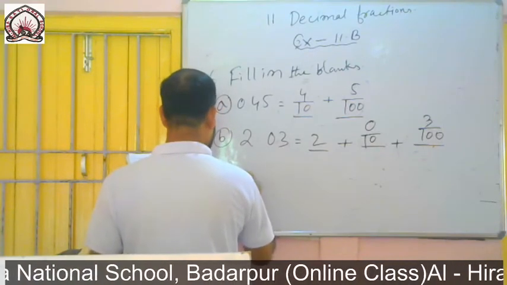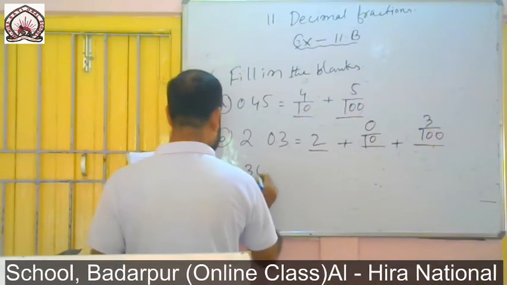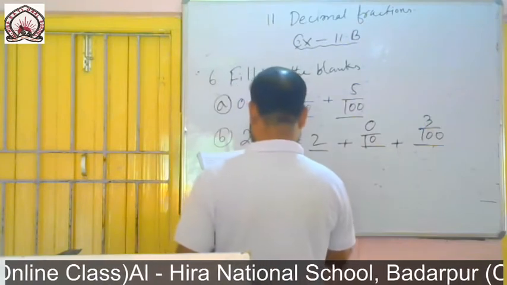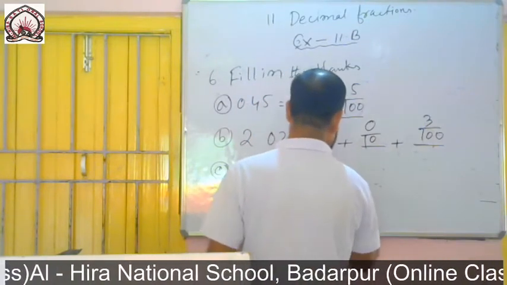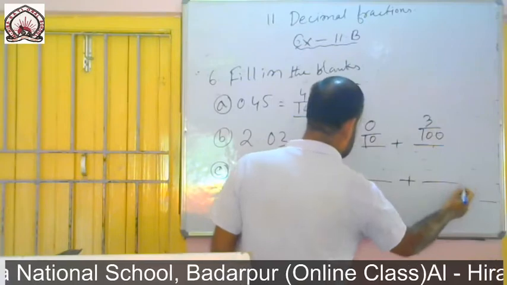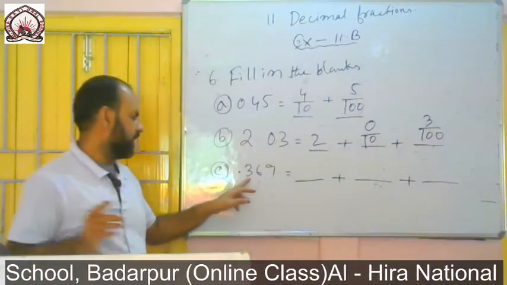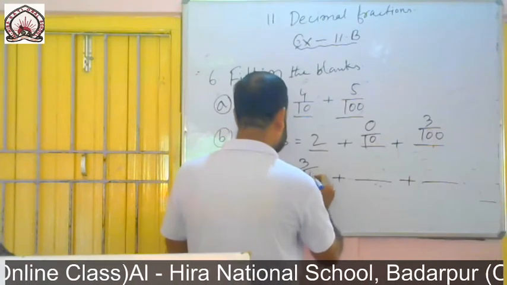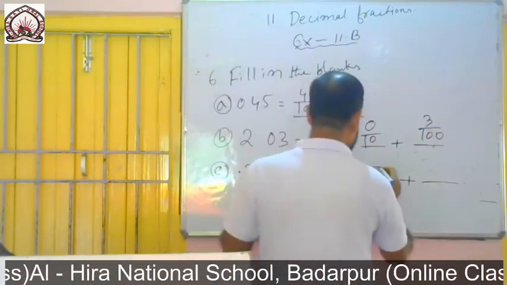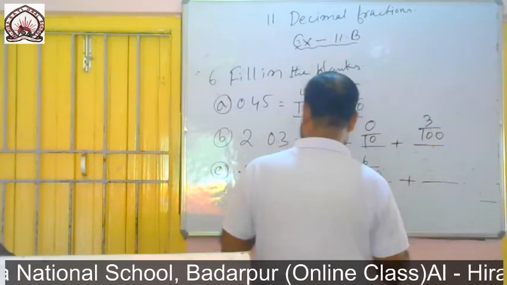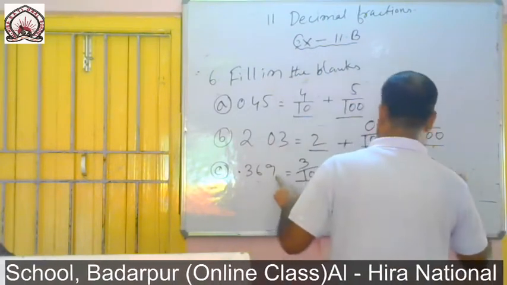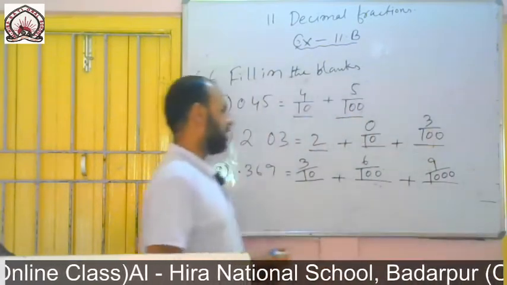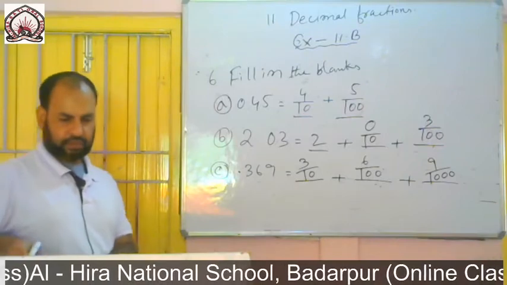Question number C. 0.369 equal to dash plus dash plus dash. So here the place value of this 3 is tenths, so 3 by 10, 6 is hundredths, so 6 by 100, and 9 is in the thousandths place, so 9 by 1000.